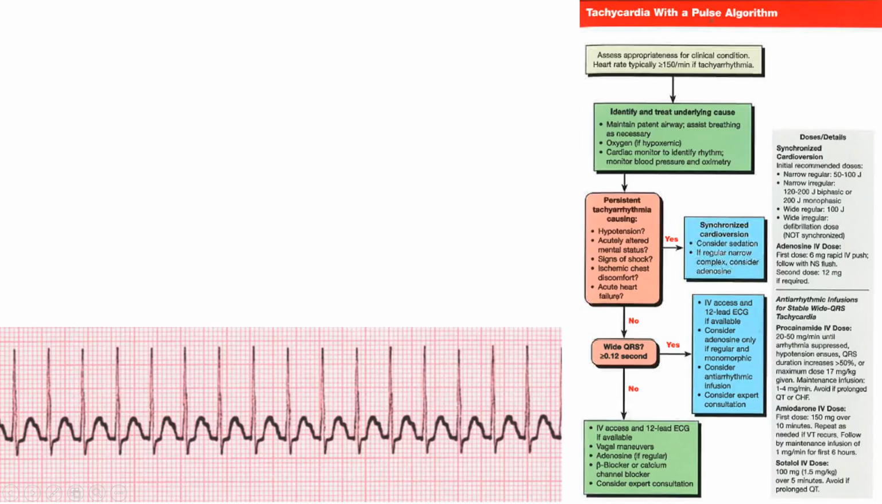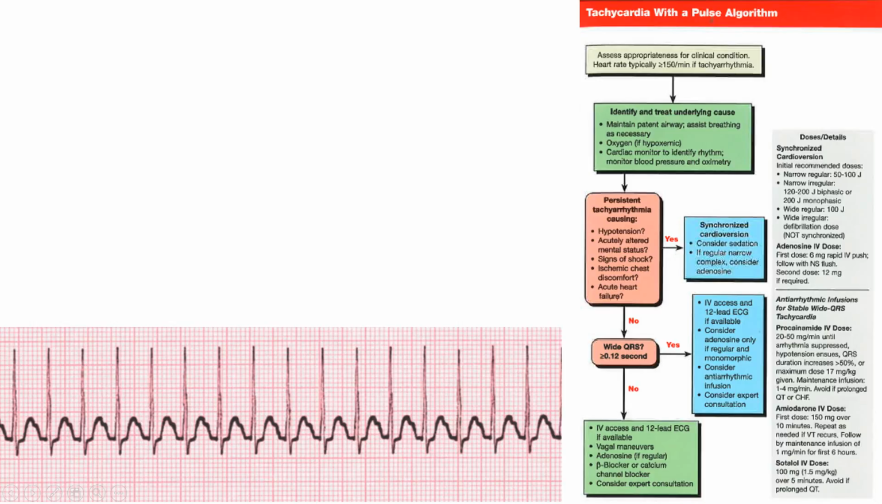So you just shove that in there to stop the person's heart. And it says narrow, follow with NS flush. And then it says second dose, 12 if required. So if you try to stop their heart the first time, you give them 6 mgs, doesn't do the trick. Well, next time, double it.